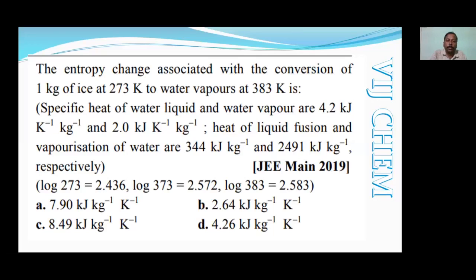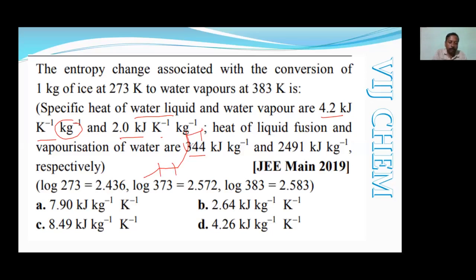Okay, next question is the entropy change associated with conversion of 1 kg of ice. Always remember, whatever is given here, specific heat of water will be per gram. 4.2 kilojoule. See here, they have changed it, kilogram is also given. For liquid water and water vapor, both are given. Heat required for fusion and vaporization. Actually here it will be from ice to liquid, liquid will be constant, and liquid to gas, and again it will start increasing.